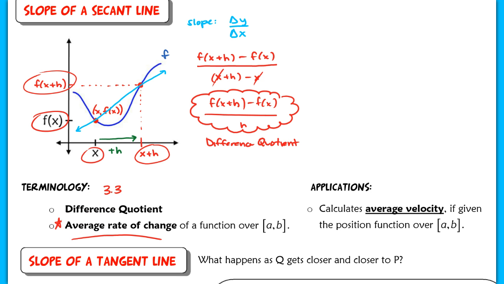Now our goal is to actually use the slope of a secant line in some application problems. We're going to calculate the average velocity for a position function over a certain interval. That's what we're going to get into tomorrow, the application of these concepts today.